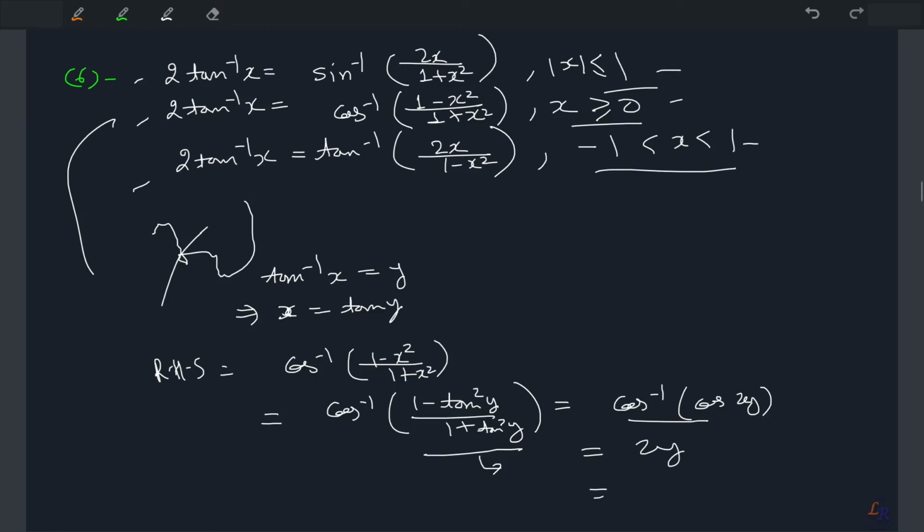It would mean y is what? Tan inverse x, so 2 tan inverse x, right? So RHS is equal to LHS. So easily proved. Similarly, you can do for the rest. Practice it and see if you are finding the same. Now let's move to some examples where we utilize these inverse trigonometric properties to solve problems.